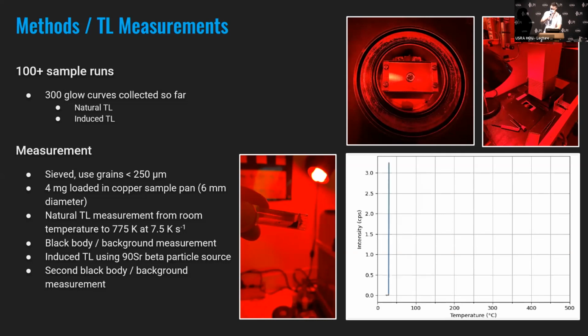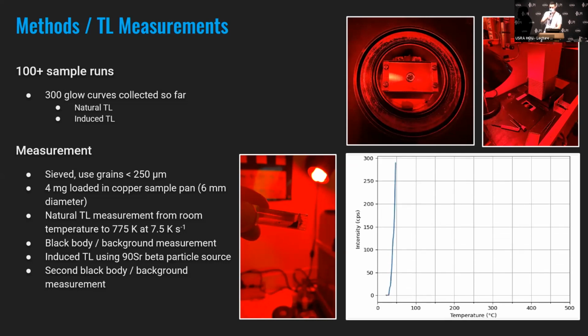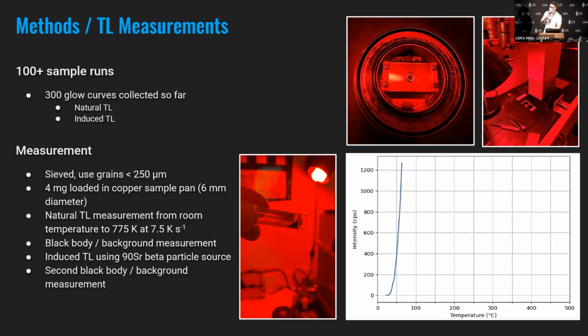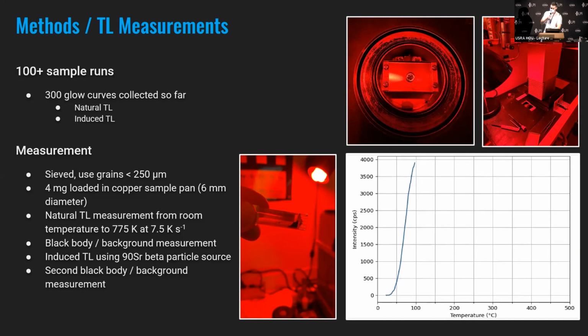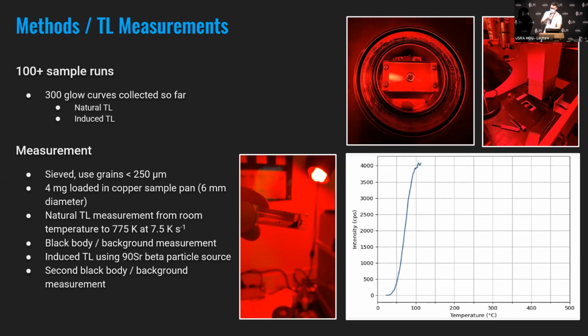Here's what it looks like in our lab. We're using about 4 milligrams of sample per run, put in a tiny copper pan, shown on the top right-hand side of the slide. It's about 6 millimeters wide. We put it on a heater strip, put the PMT, or photomultiplier tube, on top, heat up the sample, and measure the glow curve, seen on the bottom, in real time.